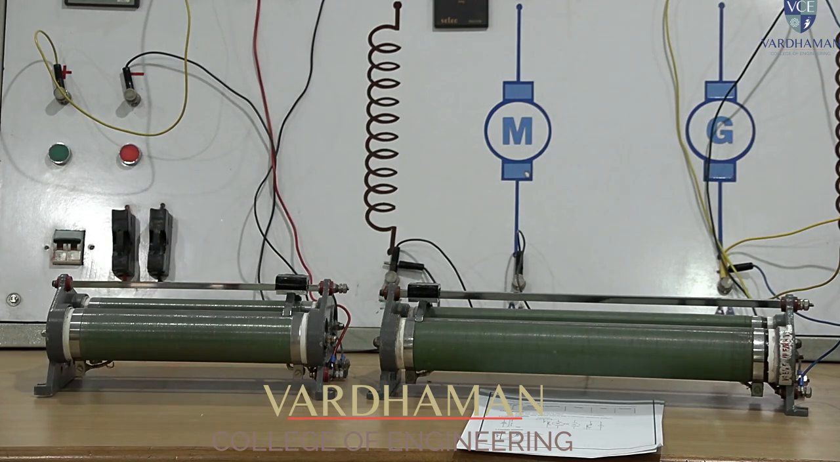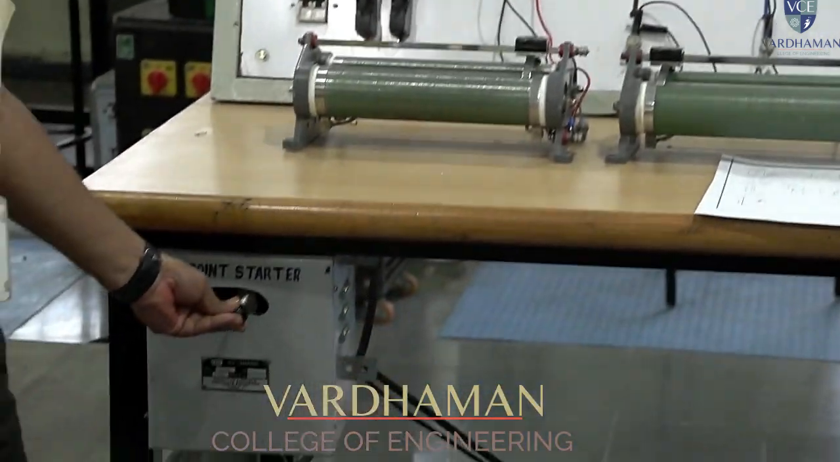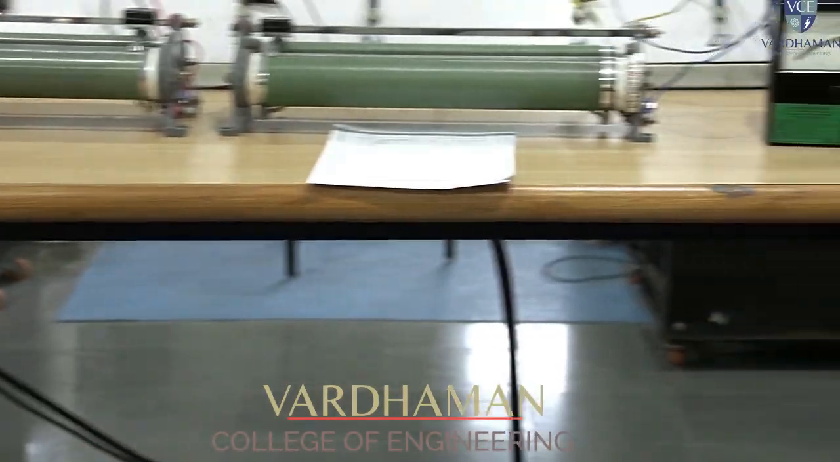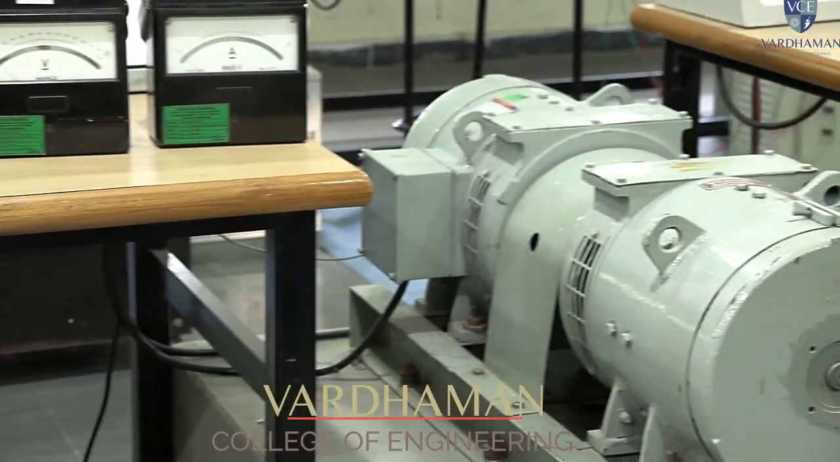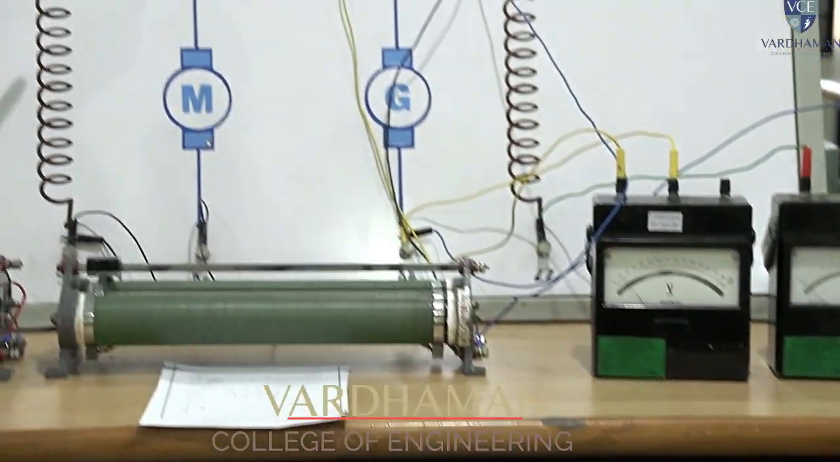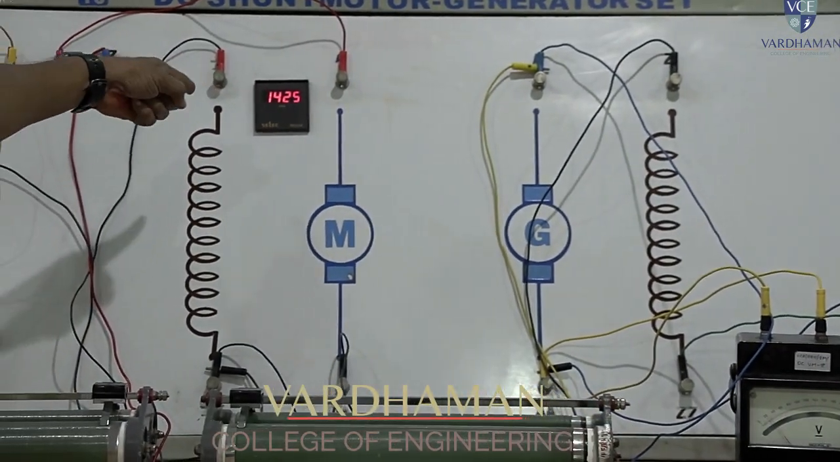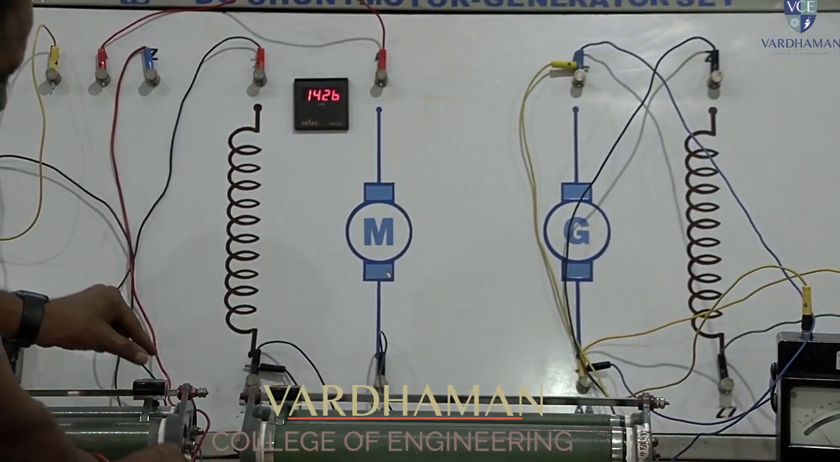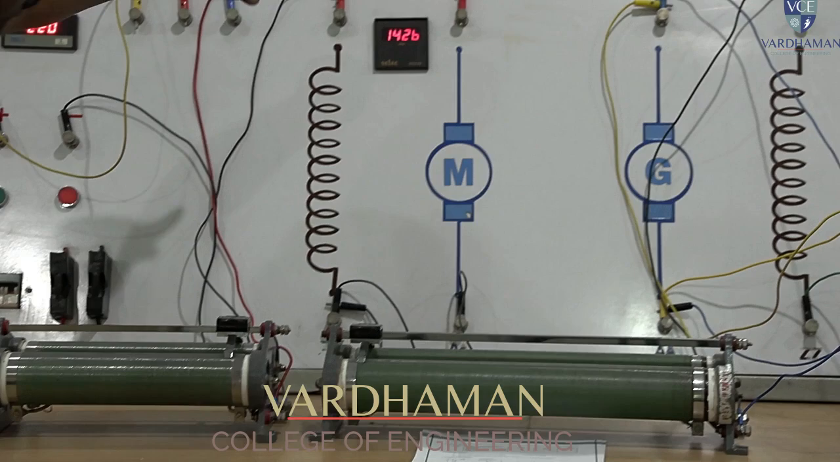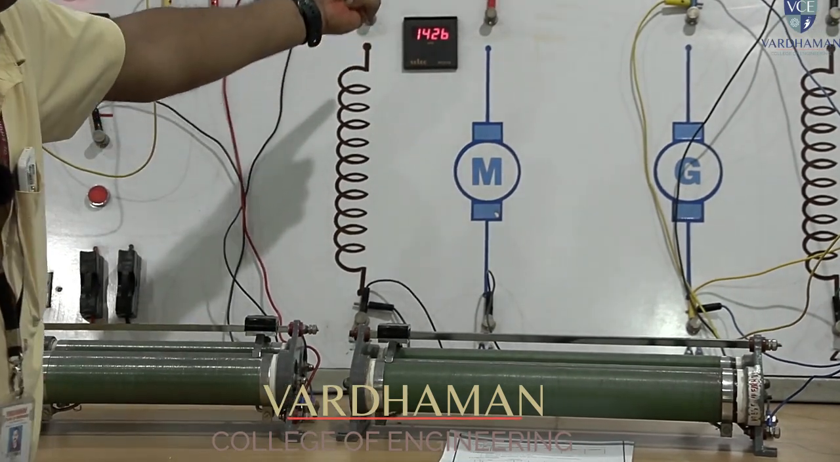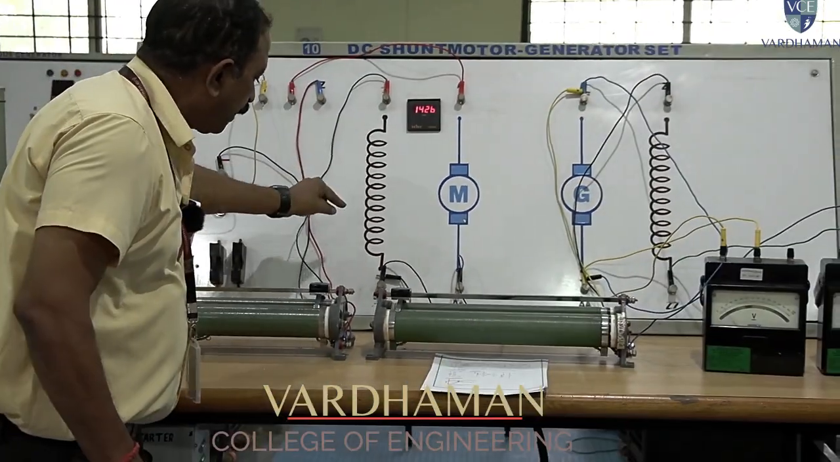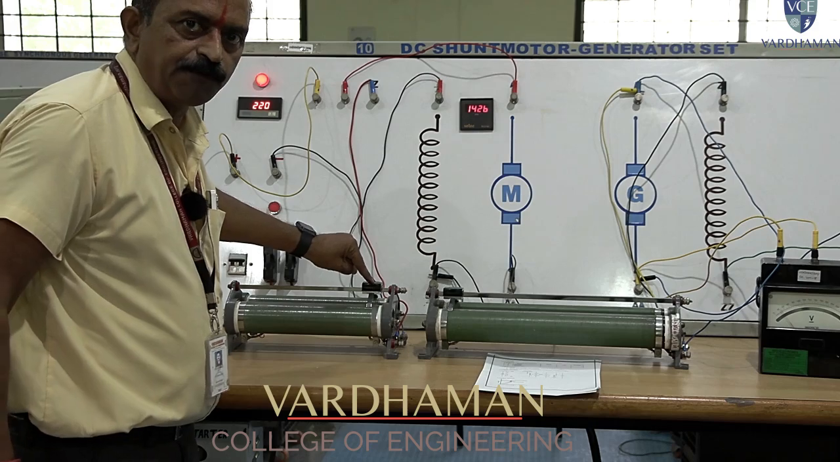So slowly rotate the starter and observe the motor is rotating. That motor is rotating at the speed of 1424 RPM. So we need to set the motor speed to 1500. I already explained to you, if you decrease the current, speed will increase. So decrease of current is possible with the increase of resistance.